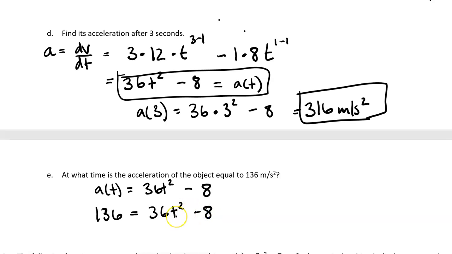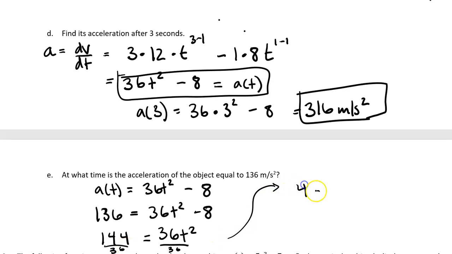Let's go ahead and just solve this for t squared first. So 136 plus 8 is just 144 equals 36t squared. I'm going to divide both sides by 36. And then that's going to be what? 4 equals t squared. And then we can take the square root of both sides. So we know when we take the square root, it's always going to be plus or minus. So it'll be plus or minus 2 equals t. But in this case, negative times don't make sense, so it is just going to be 2 seconds.